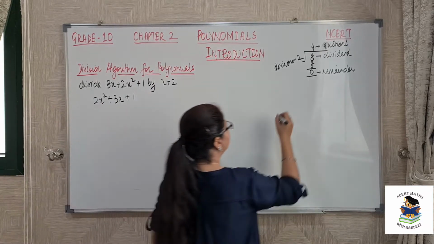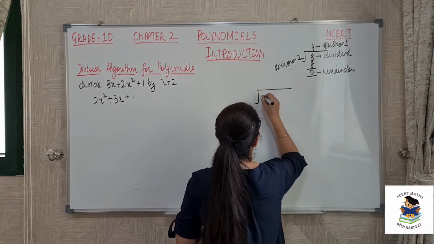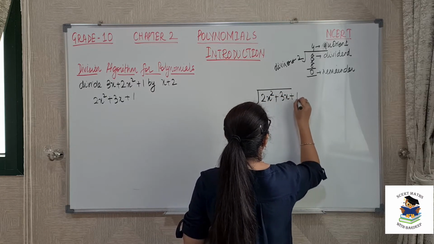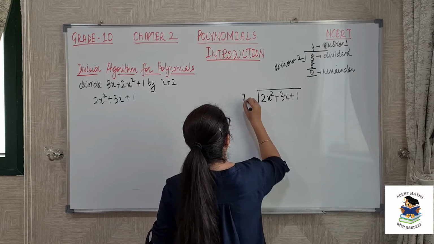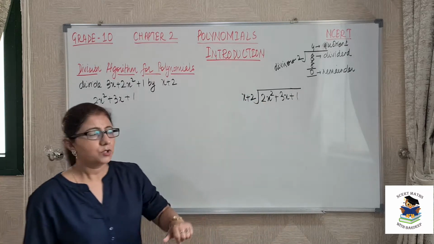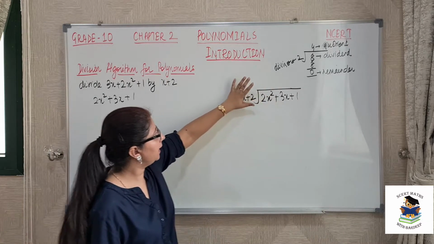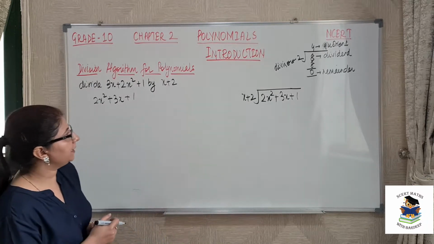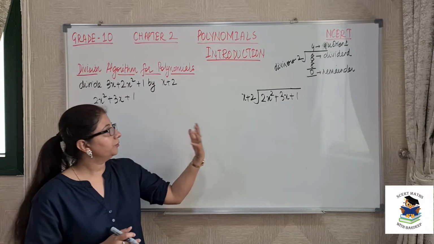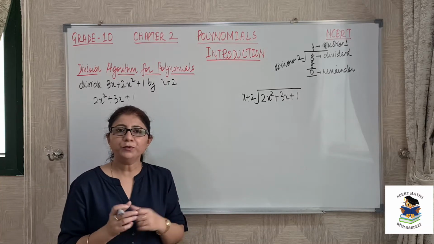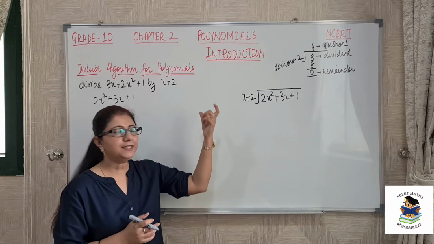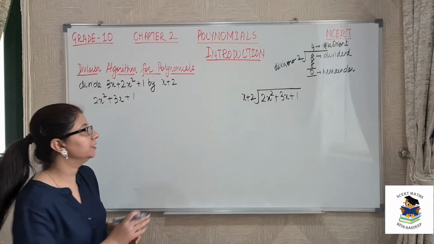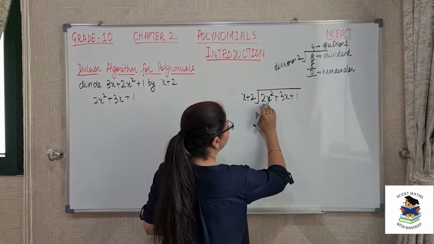So now what they are asking is divide 2x square plus 3x plus 1 by x plus 2. So our dividend is this polynomial and the divisor is x plus 2. So now what should be my second step? To obtain the first term of the quotient, what we will do is we will divide the highest degree term of the dividend with the highest degree term of the divisor.